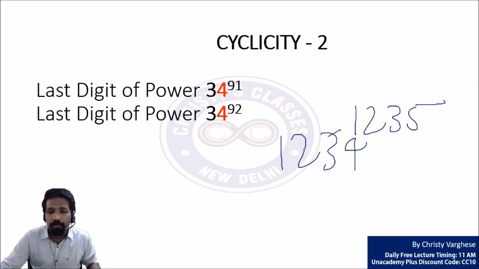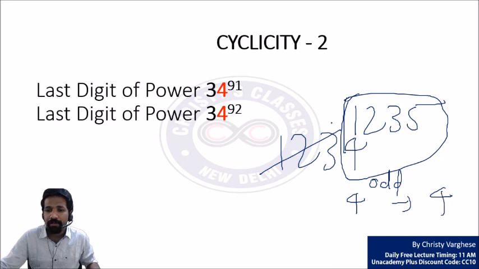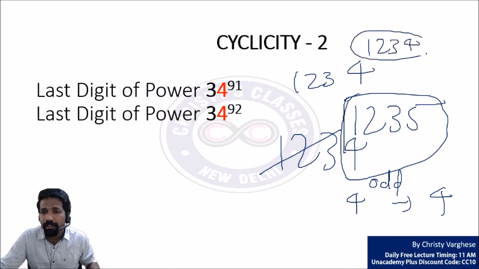1234 means 123 does not matter, it is 4 raised to 1235. Now 1235 is odd or even? 4 raised to an odd number. Odd number means 4 will be the answer. Last digit is what we are discussing. If it was 1234 raised to 1234, then it is an even power, then the answer will be 6. Last digit of that.